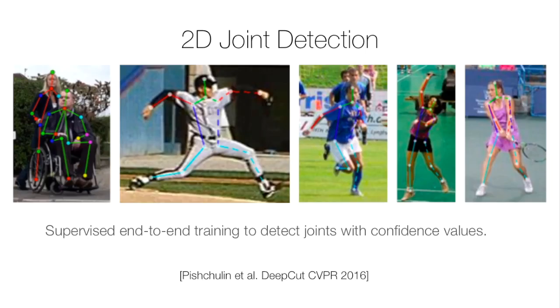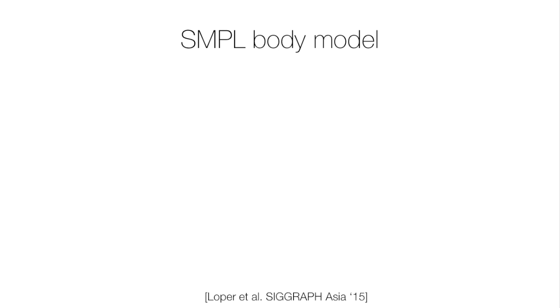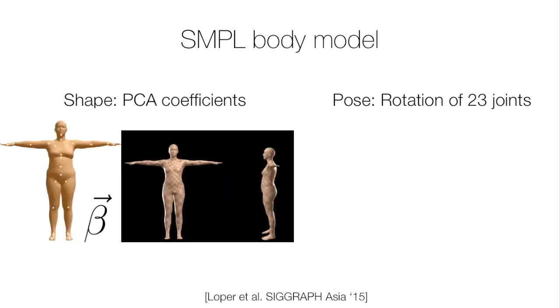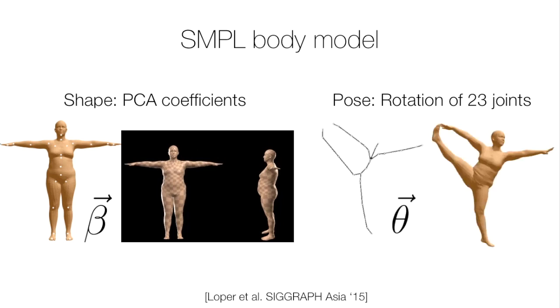In detail, for the CNN stage we use a recently published method called DeepCut, which outputs a set of 2D joints with confidence values. Note that you could replace this with any 2D joint detector. For the 3D generative model of humans, we use SMPL, where the human body is parameterized by shape and pose. The shape is characterized by the coefficients of a PCA shape space, beta. The pose is represented by the relative rotation of the 23 joints in a kinematic tree, theta.